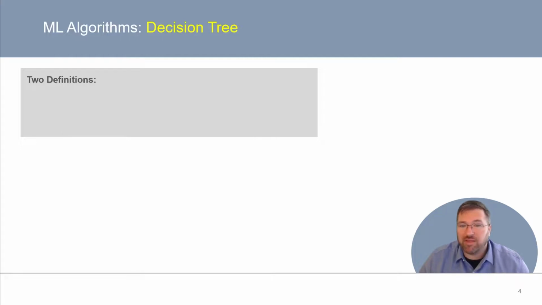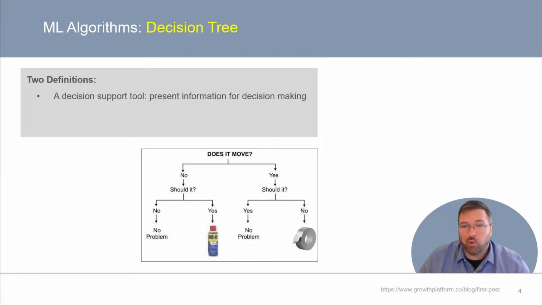It's worth noting that we can think about and define decision trees in two ways. The first is as a decision support tool, which is simply a knowledge representation framework that presents information to facilitate decision-making. Consider this example, where we want to decide what resource to use in making a home repair. At the top of the tree, we ask, does it move? If it doesn't, then we ask, should it? And if so, we want to use WD-40. And if not, there's no problem. Alternatively, if we answered yes to does it move, and no to should it, then we'd want to use duct tape in this case.